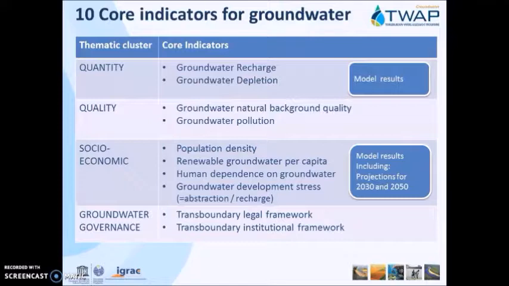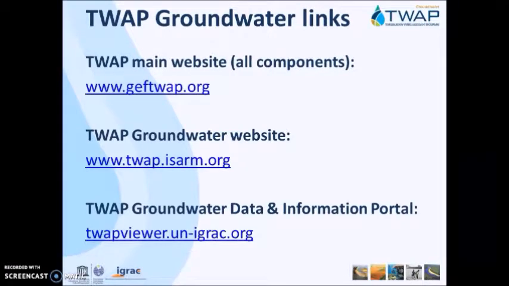20 TWAP groundwater indicators were developed. Here you see the 10 core indicators. All results and the underlying methods are described in the TWAP groundwater reports, which are available online. But importantly, all results are also available in digital format for further analyses via the TWAP groundwater portal, which we will now demonstrate.